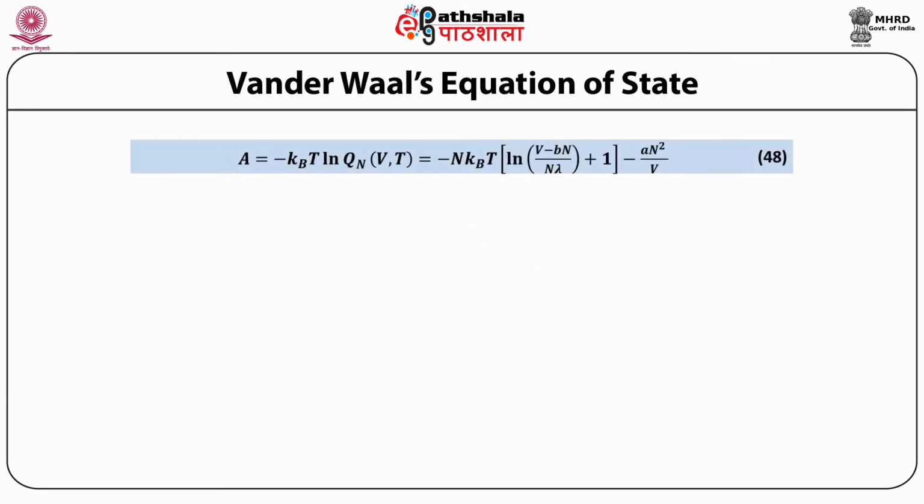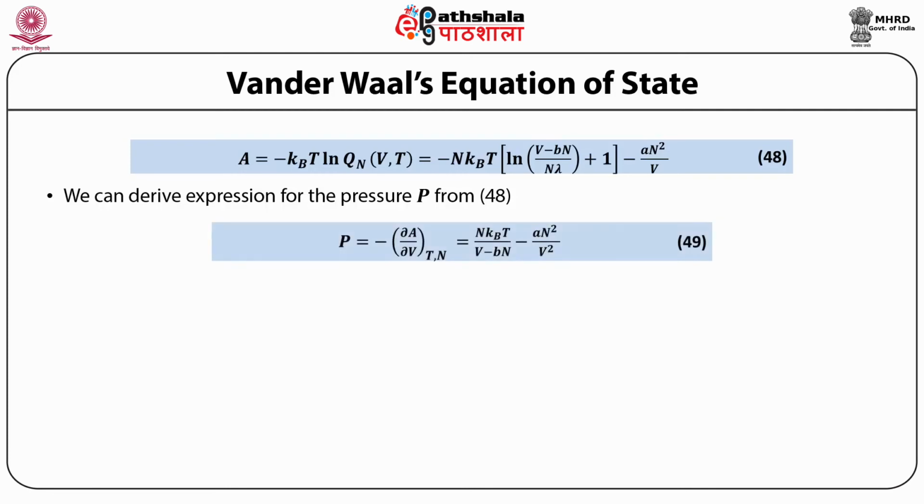Then A is equal to minus kBT log of Q as a function of V and T, which is equal to minus n kBT log of V minus Bn divided by n lambda, plus 1, minus a n squared upon V. We can derive the expression for the pressure P from 48. We know pressure P is equal to the negative of the partial derivative of A with respect to V at constant T and N, which is equal to N multiplied by Boltzmann constant kB and absolute temperature T divided by V minus Bn, minus a times N squared divided by V squared.